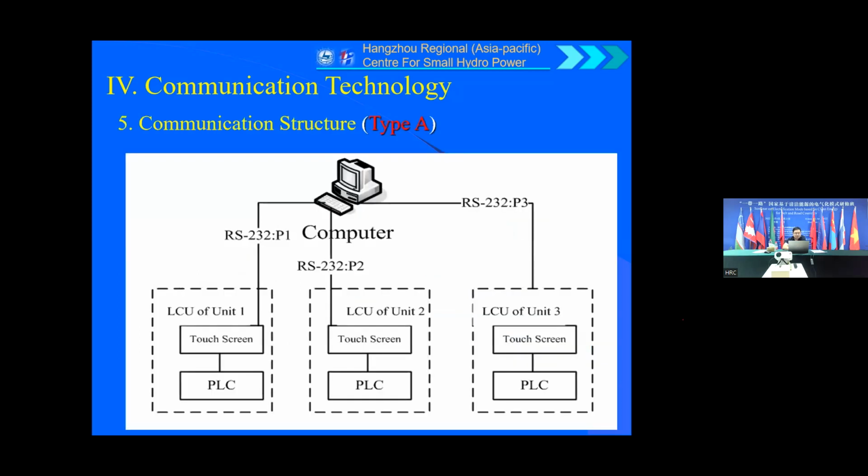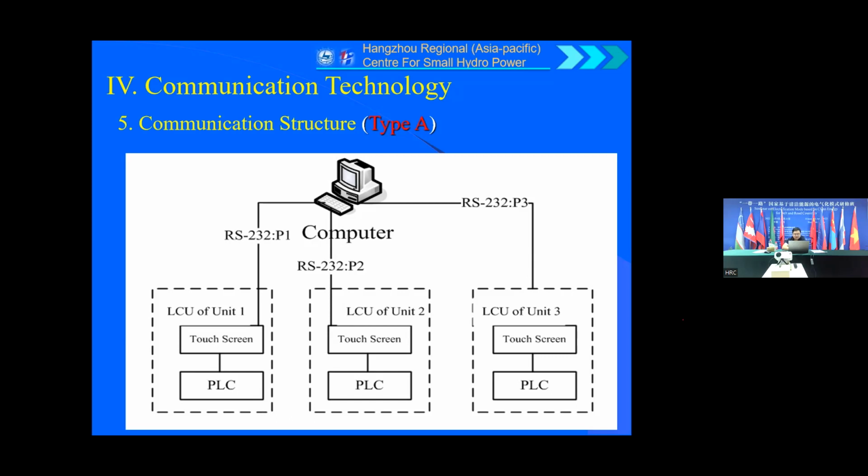In the first part, we'll talk about some communication structures. There are many structures of the communication. First one is communication type A. For type A, we use RS-232 serial port for communication. For the computer, we're connected to some of the LCUs by RS-232 serial port.